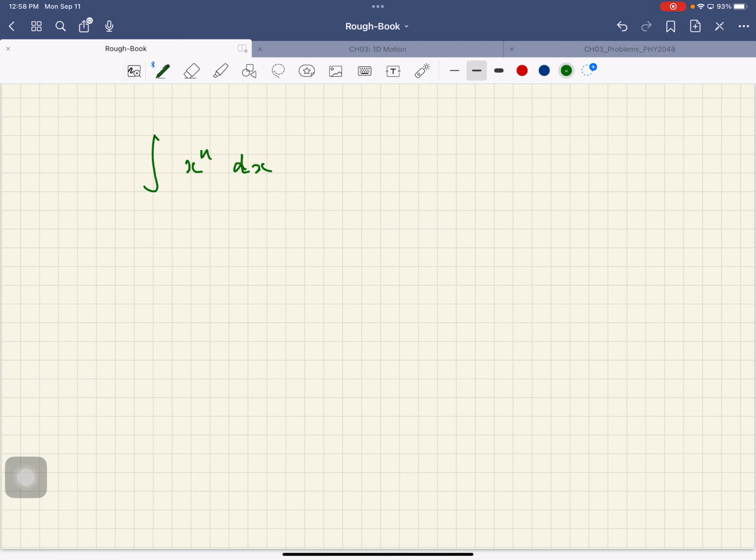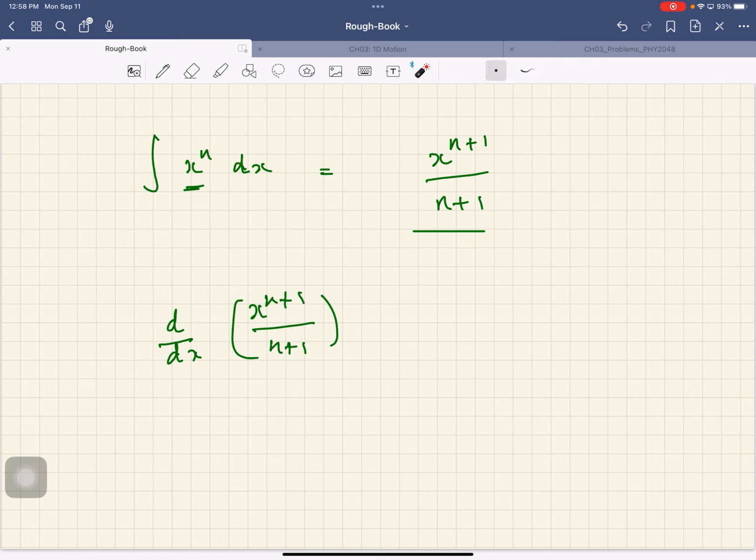Can you tell me what is the integral of x to the power n? x to the power n plus 1 divided by n plus 1. How do we know that's true? Well, let's take the derivative of this and make sure we get that. So let's verify that. d by dx of x to the power n plus 1 over n plus 1. We want the derivative of this to equal that, right?